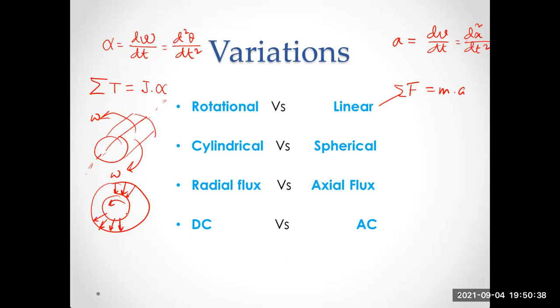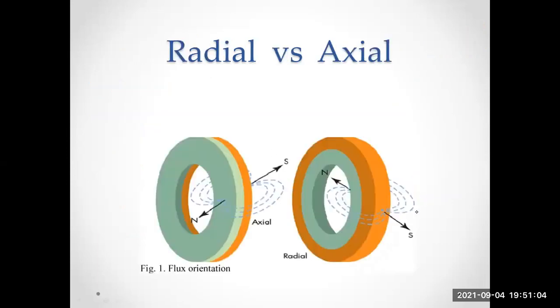Okay, so this is the way the flux flows. These are radial, which we generally see. But there are axial flux machines where the flux passes axially, and there the radius of the stator and rotor are the same, but the flux passes axially like this. So I will show you. Okay, so you see this.